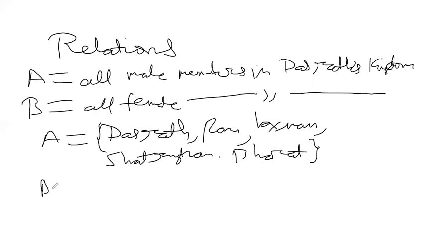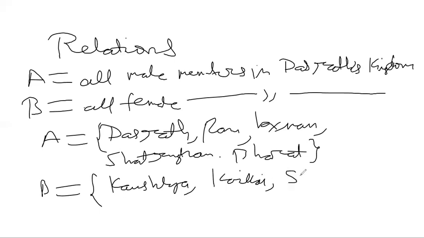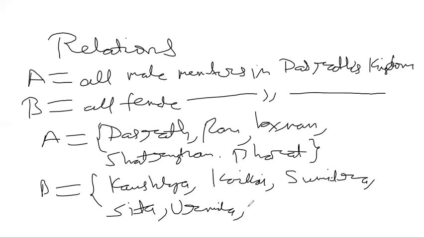Now let us take B, which is for female members. You can take Kaushalya, then Kaikai, then Sumitra, then Sita, Urmila, then Shrutkirti, then Mandavi. This is the set B for all the female members in the royal family of Dashrath.